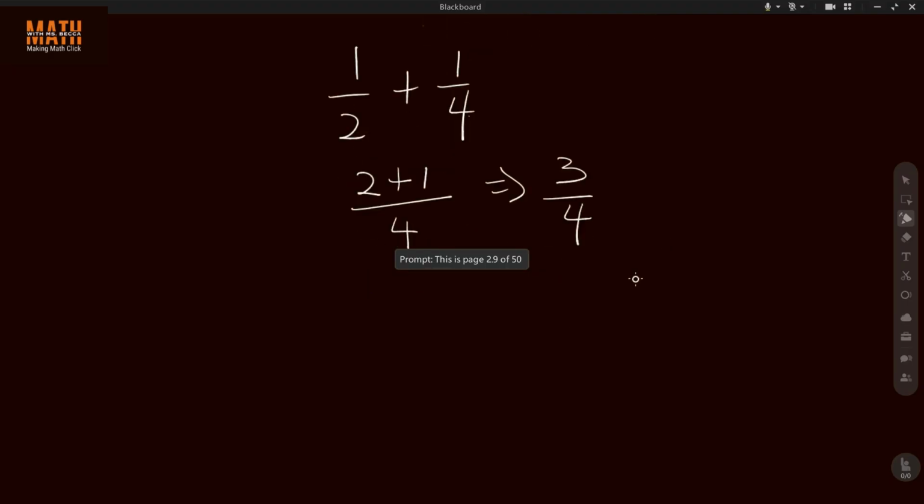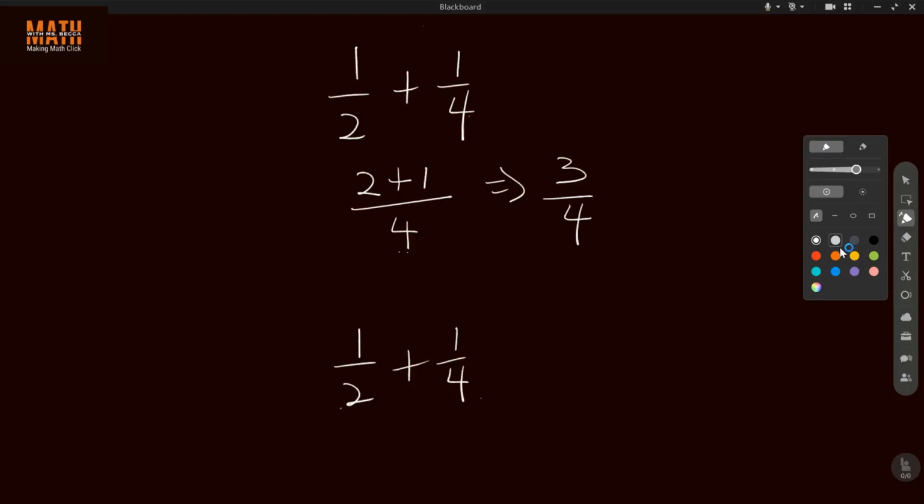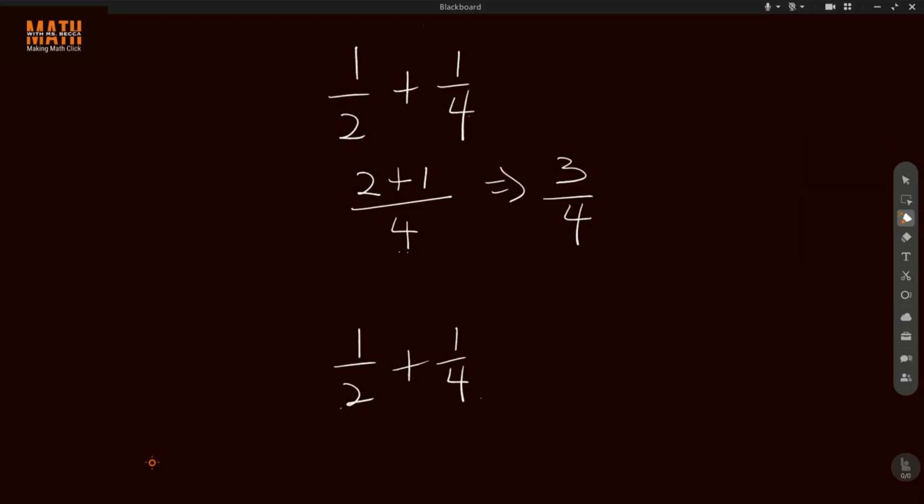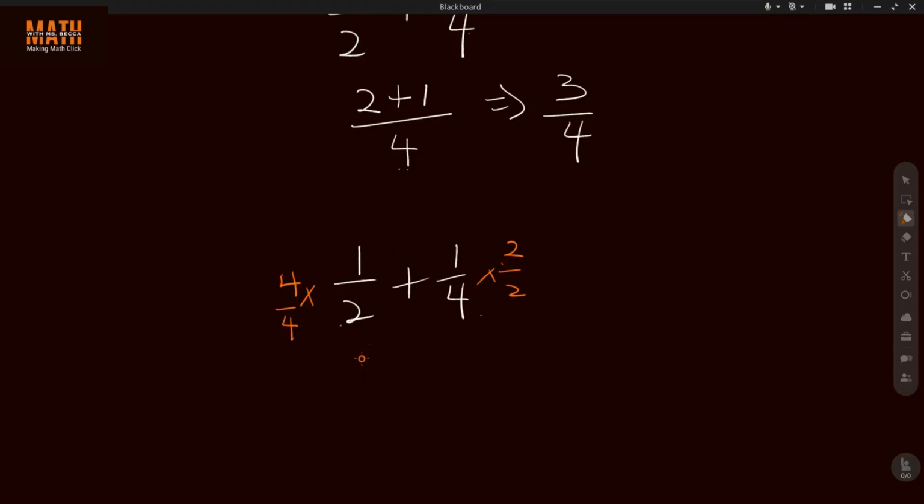And if you don't want to use the LCM method, another way you can add two fractions is by multiplying the first one by the denominator of the second one, and then multiplying the second one by the denominator of the first one. That is, we say 4 over 4 times 1 over 2, and here we say 1 over 4 times 2 over 2. So that this way we have 4 over 8, then plus 2 over 8.